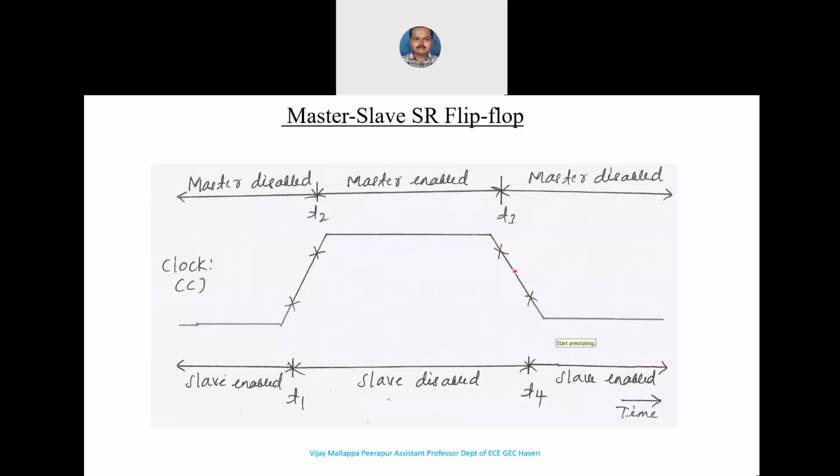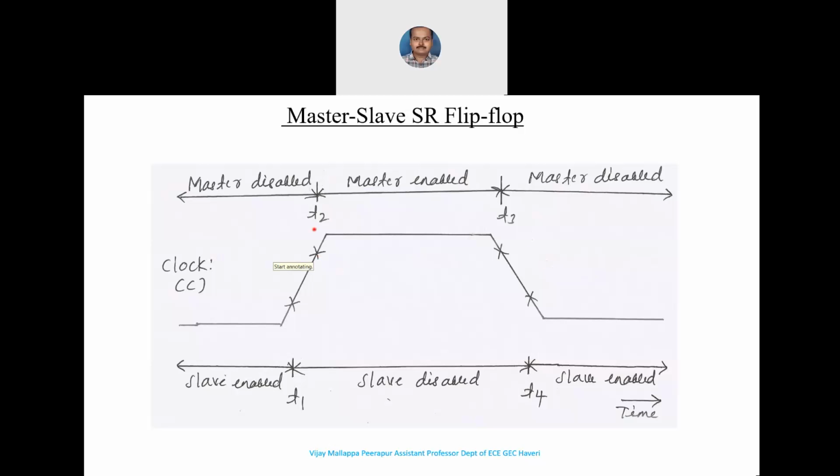And during the falling edge of the clock pulse, this is where the slave is enabled and the master is disabled. During this time, the output of the slave will be generated. It means that with the same clock input, the switching of the input information as well as the change in the output information takes place.